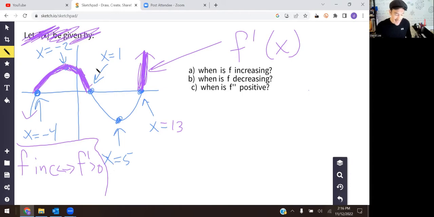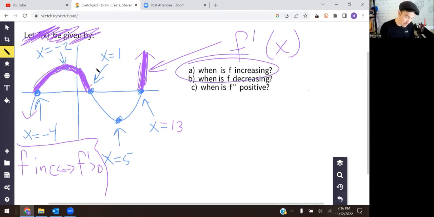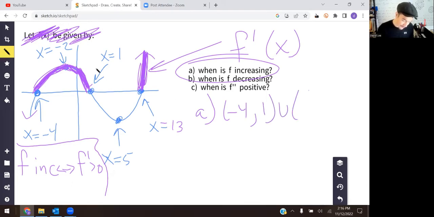And so for part A, when is f increasing? During these two purple parts. So that would be from -4 to 1, and then from 13 to infinity, right? During those purple parts, those are the x coordinates, where the purple is above the x-axis.